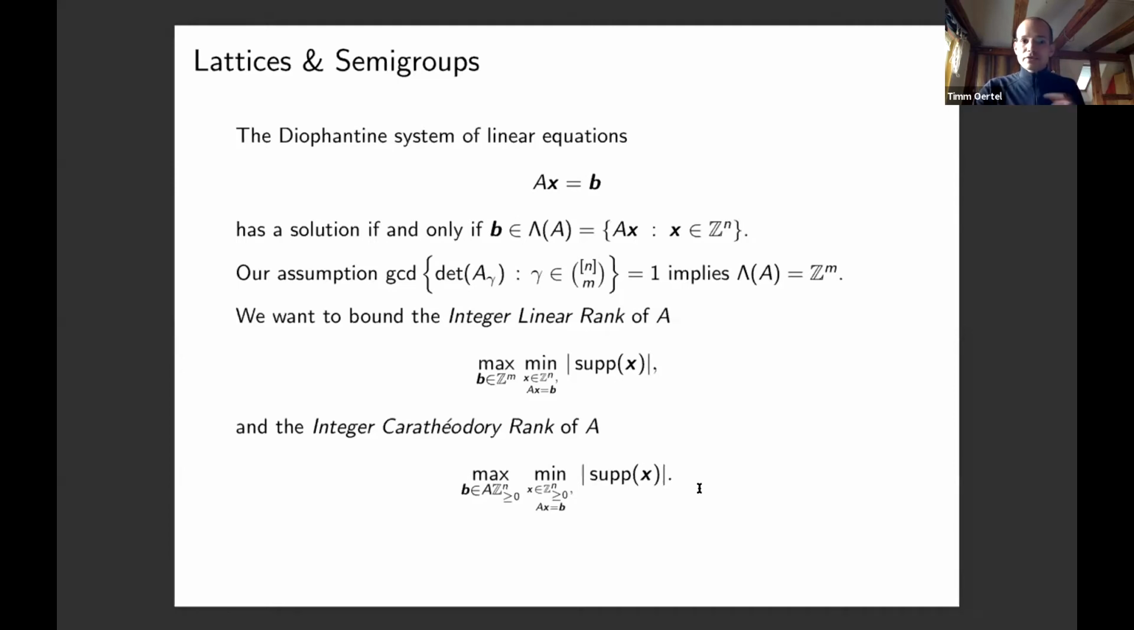I hope that the setting is clear. I'll also go a little bit into detail on what there is in the literature on the integer Carathéodory rank, but very surprisingly, we didn't find anything on the linear rank. Maybe we're just bad at searching, I don't know, but there was definitely some kind of gap. So I'll start with the integer linear rank.